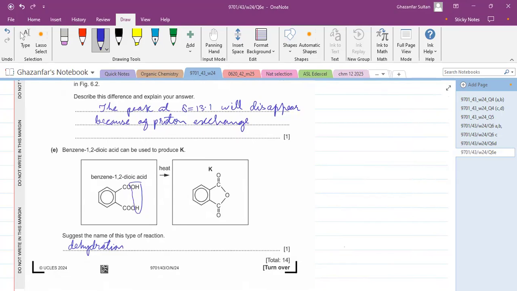It could be elimination, because water is eliminated. And you can classify it as auto condensation, because there is a condensation between these two groups. So several names can be used here, but the most common one is dehydration.